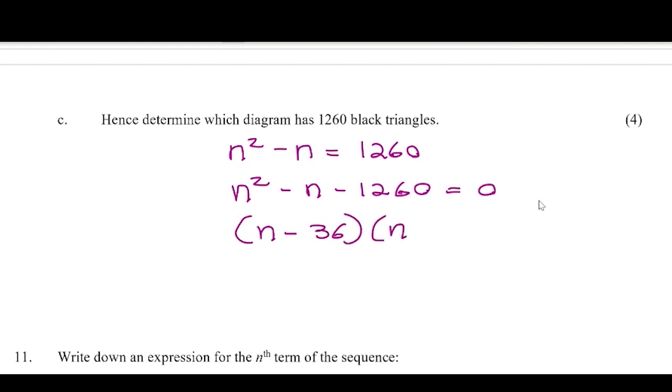35, right? And therefore, obviously, n can't be negative. N is always a natural number. So in fact, the 36th diagram will have 1,260 black triangles.